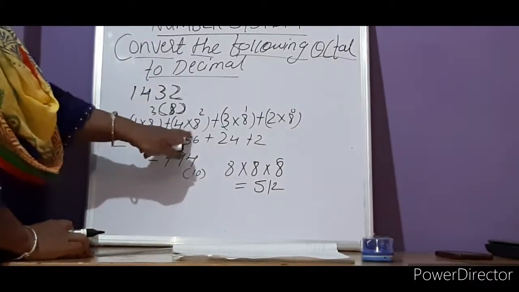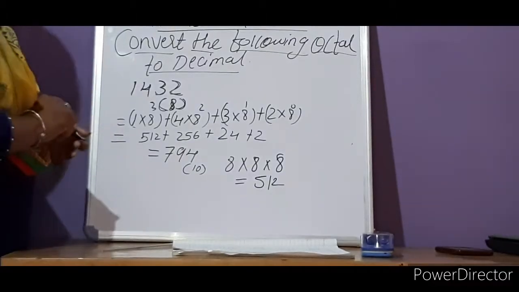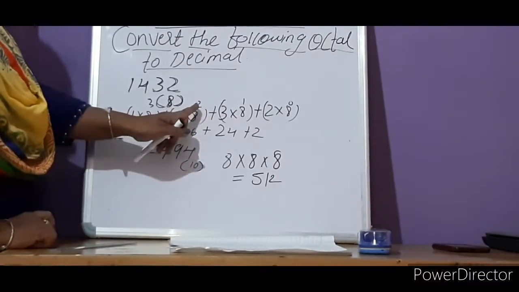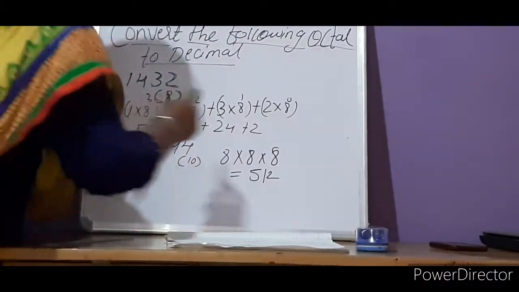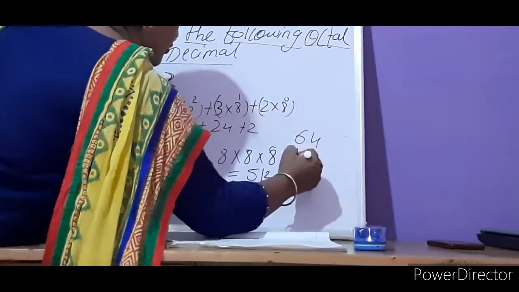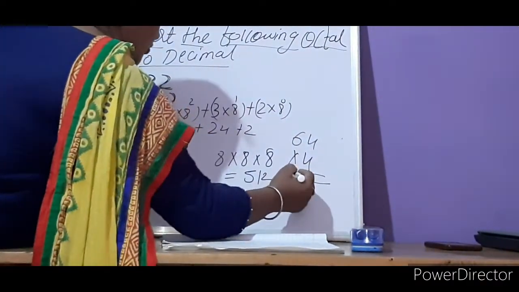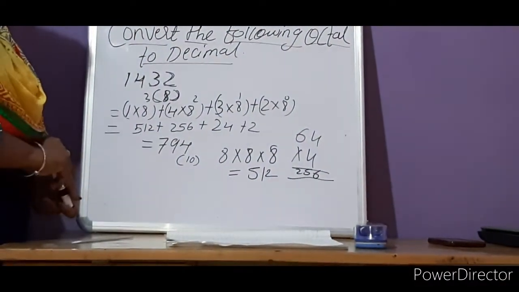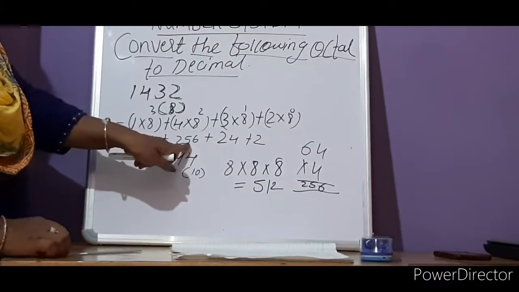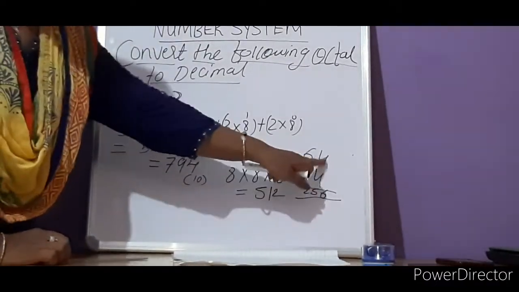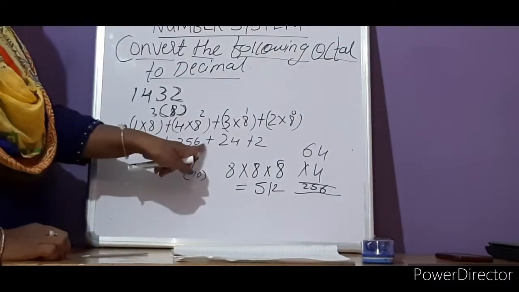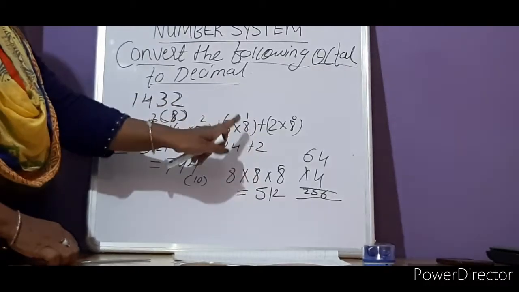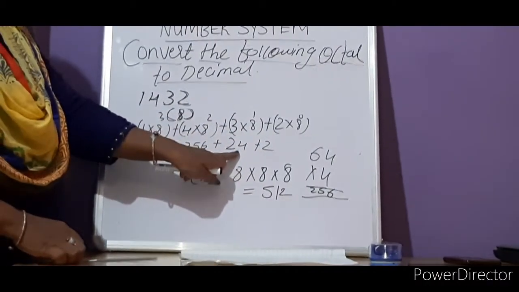Next we move to 4 into 8 here. 8 8s are 64 will come. 64 into 4, how much does it come? It comes 256. Yes, you understood? So 64 into 4 it comes 256 plus. Then again here 3 into 8. 8 ones are 8, so 8 threes are 24. Okay, we kept here 24.